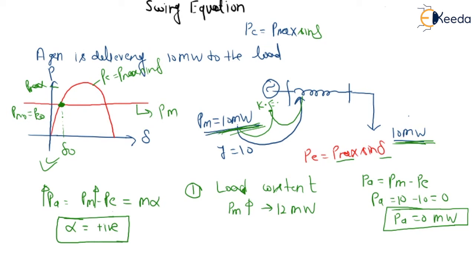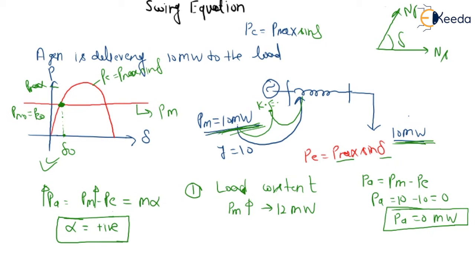So NS, we have discussed earlier, will always be constant and NR will start increasing. So delta will be increasing. Whenever there is any kind of speed variation, if we increase the mechanical input, the delta value will increase when our load is constant.